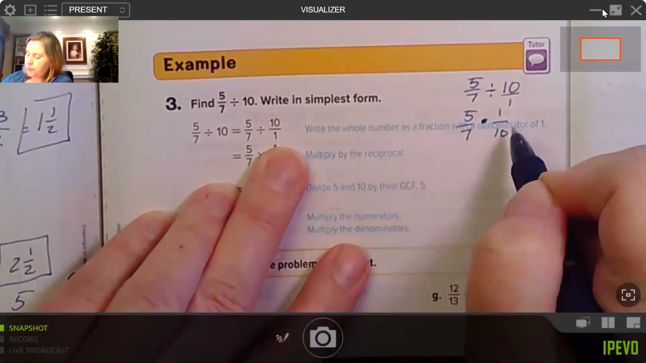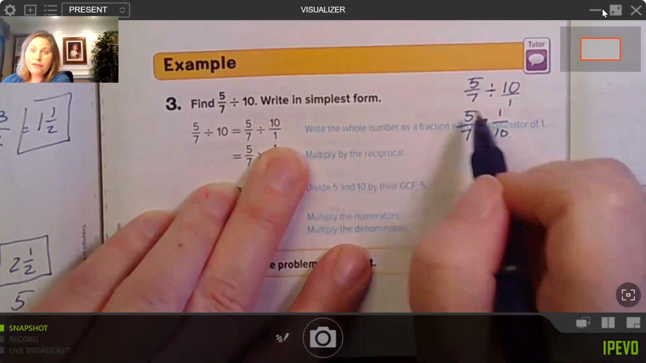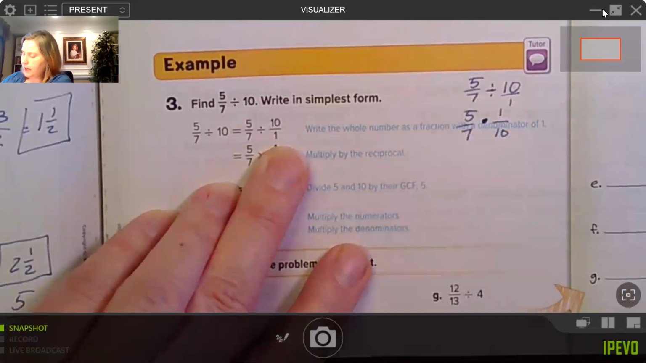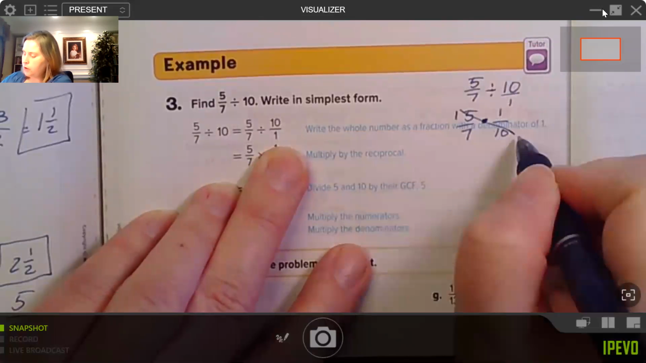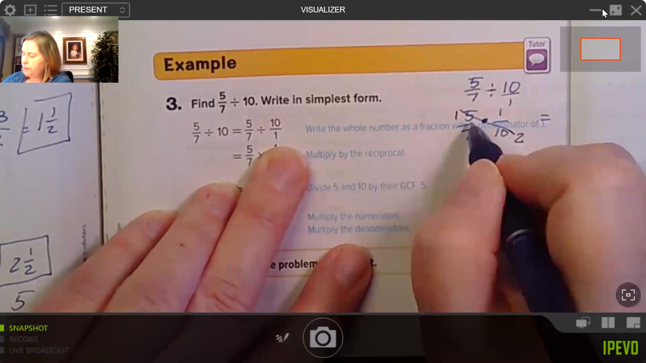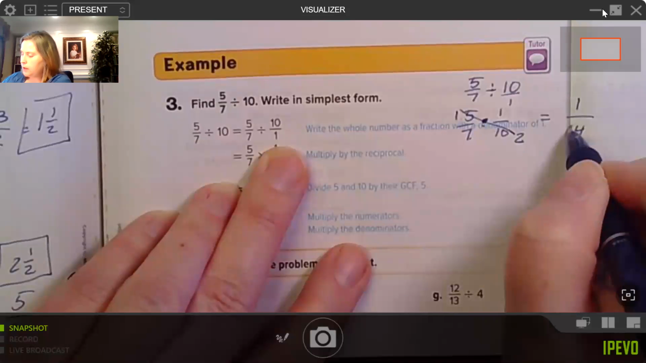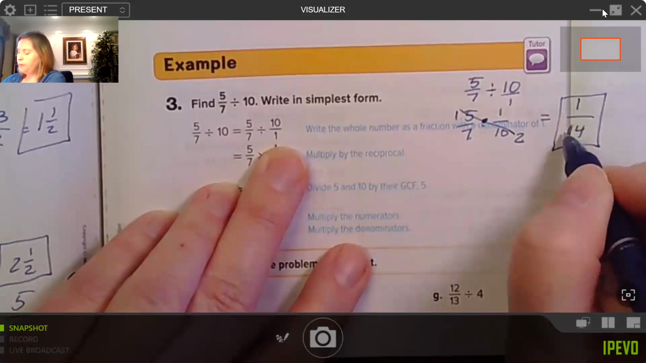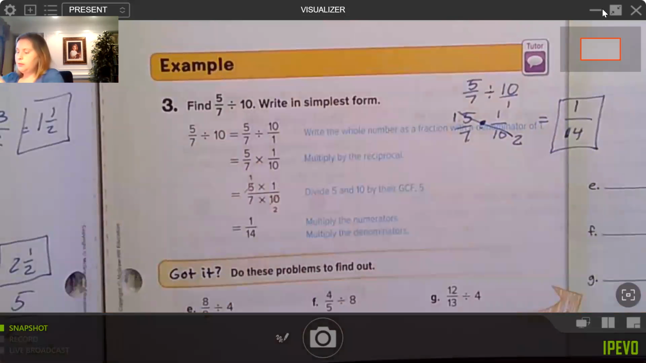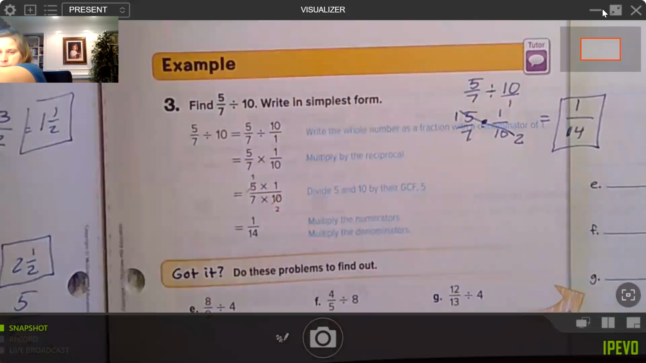So the reciprocal. 5 and 10 are both divisible by 5. So I'm going to cross cancel. I get 1 and 2. Numerator times numerator is 1. Denominator times denominator is 14. So our answer is 1/14. Let's look at examples E, F, and G.